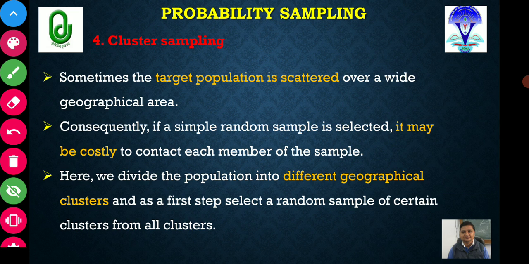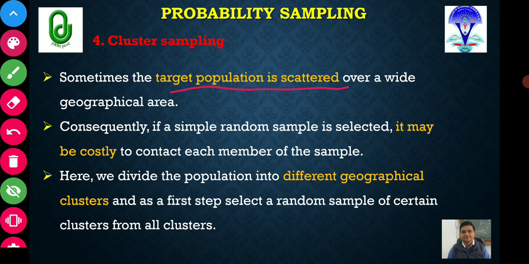Now another is cluster sampling. It is similar to stratified random sampling, but there is a slight difference. Sometimes the target population is scattered over a wide geographical area, and you have to do sampling in that large geographical area. Suppose there is a very big forest, and in that you have to sample animals. So what will we do?